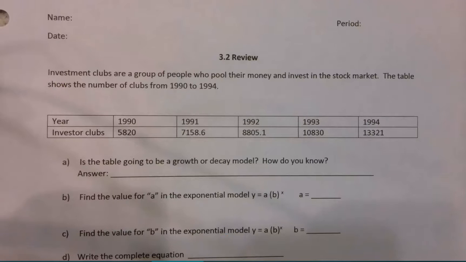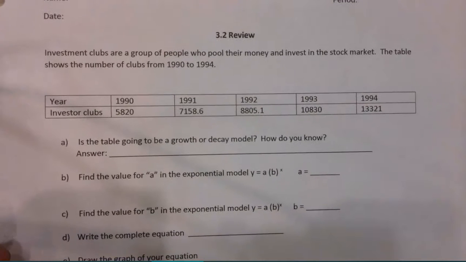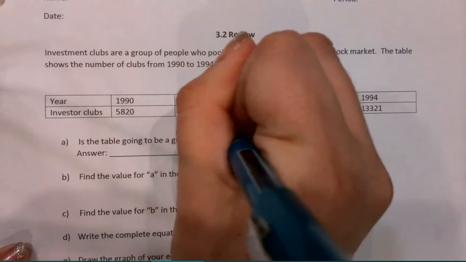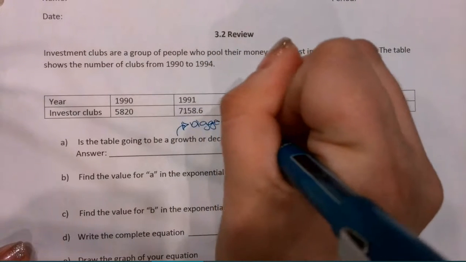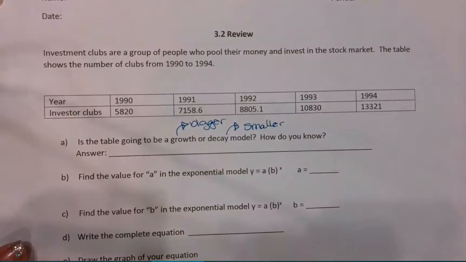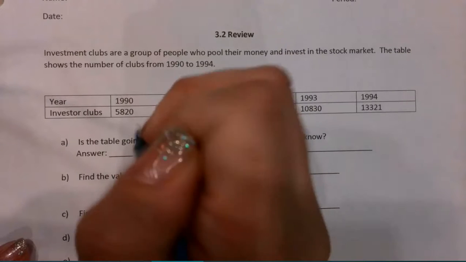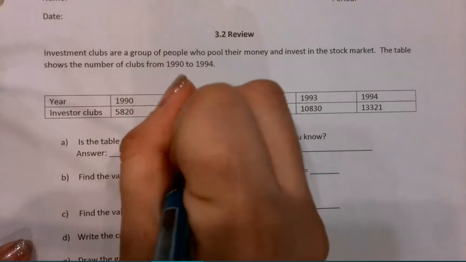So in this review, it's talking about investment clubs, people who put their money together and then invest in the stock market. It shows the number of clubs from 1990 to 1994. Part A is asking me if it's growth or decay. Remember, growth means bigger, decay means smaller. So, as time goes on, these numbers get bigger. So this is going to be a growth model.